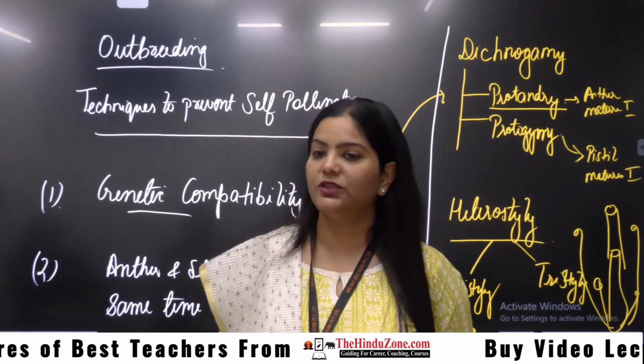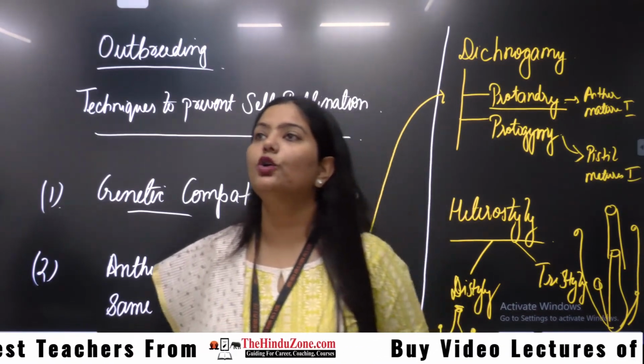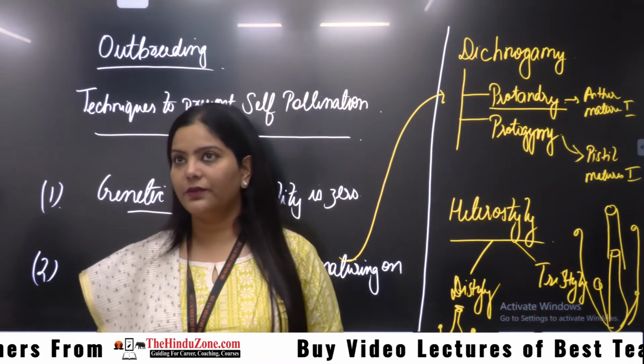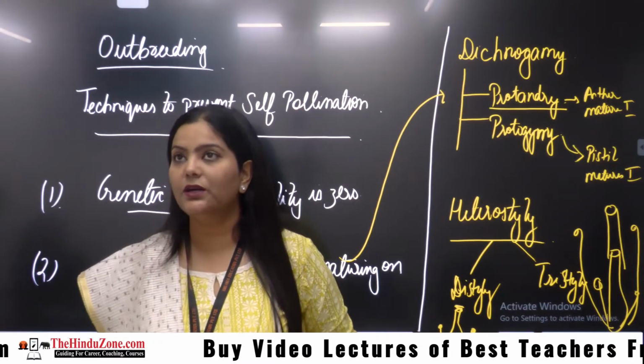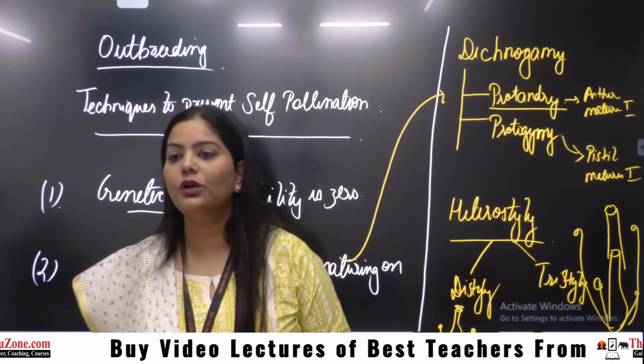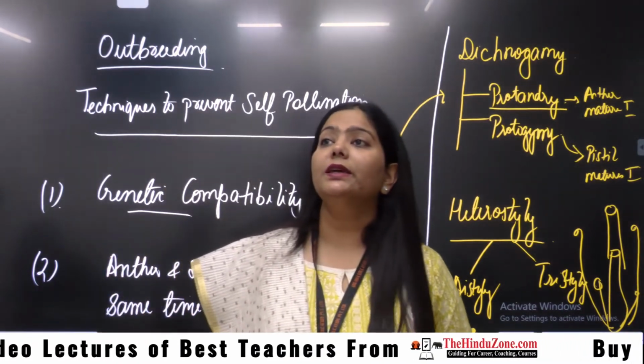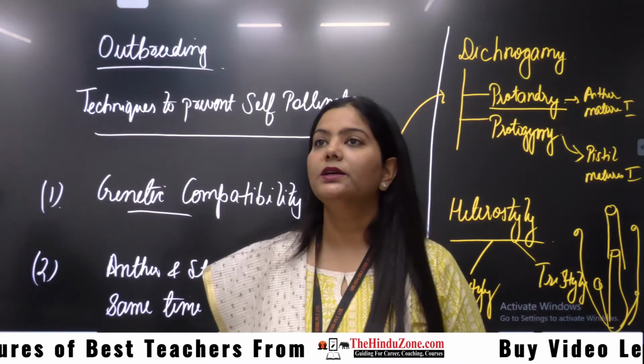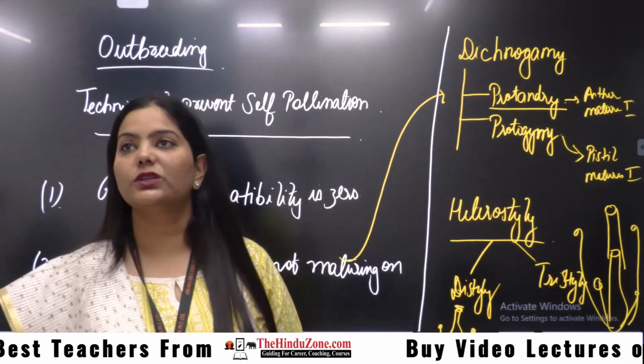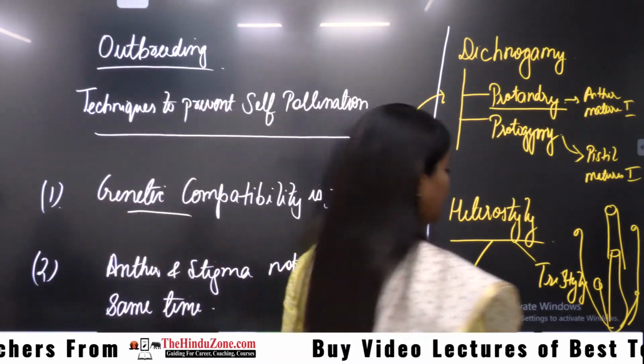वही जो मैंने आपको चीज बताई कि they are not so much active, ठीक? They are losing their potential. So that is called inbreeding depression. So उसी के लिए cross pollination is required.